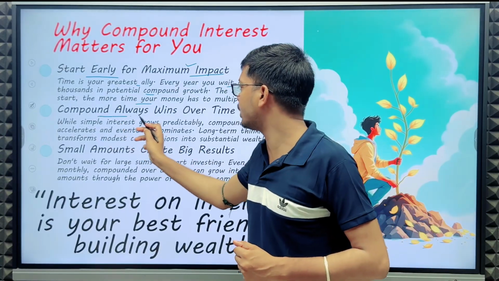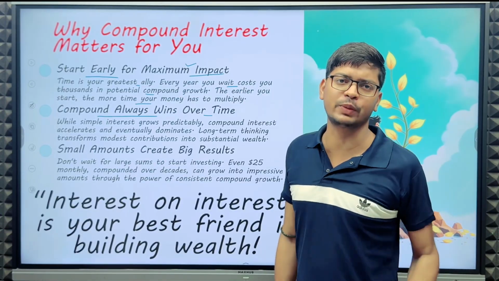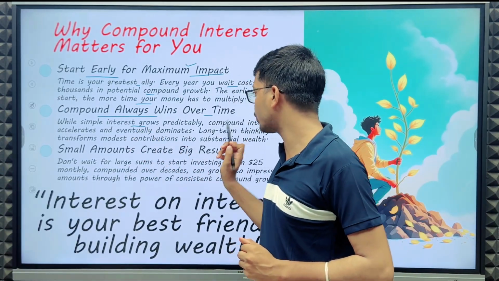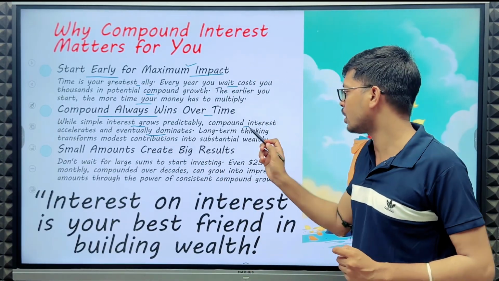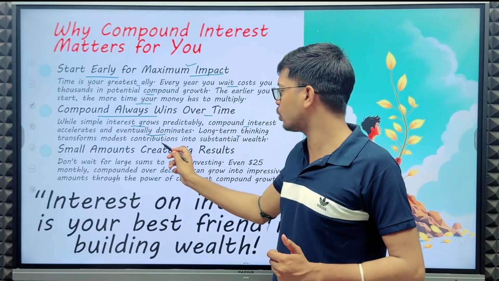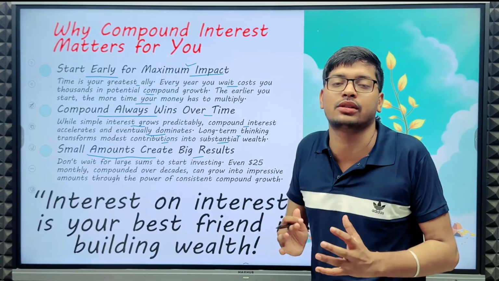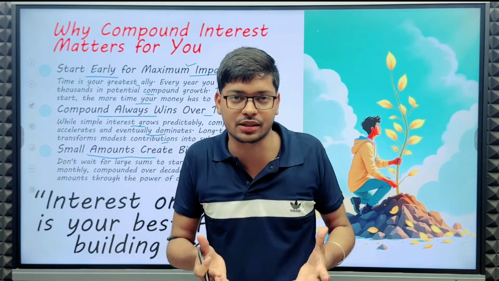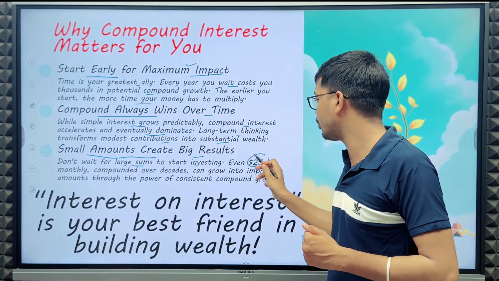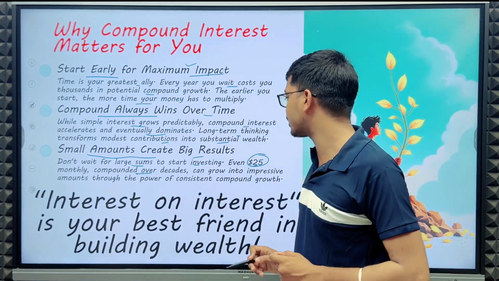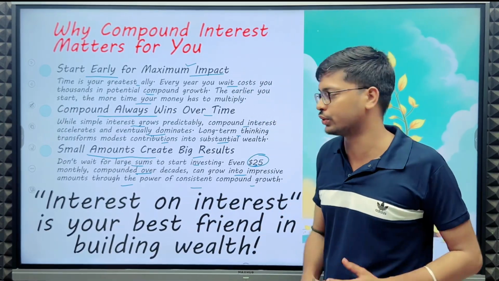Next, compound always wins over time. If you have time, your compound always wins. While simple interest grows predictably, compound interest accelerates and eventually dominates. Long-term thinking transforms modest contributions into substantial wealth. Small amounts create big results. Why? Compound interest. So don't wait for a large sum to start investing. Even $25 monthly compounded over decades can grow into impressive amounts through the power of consistent compound growth.